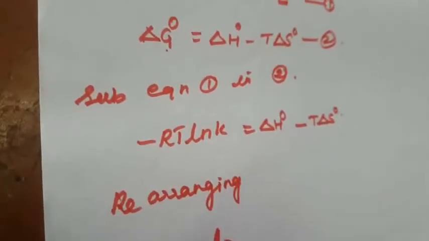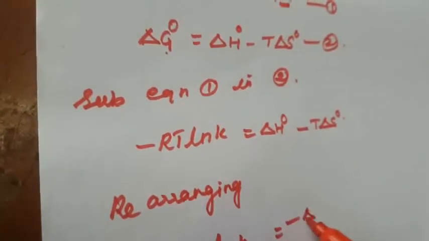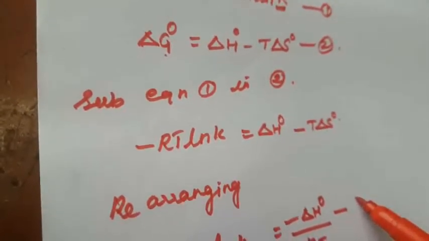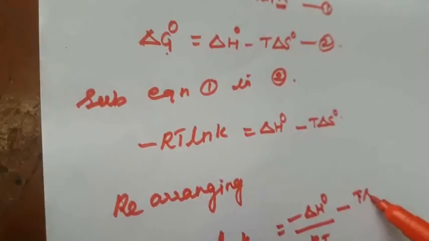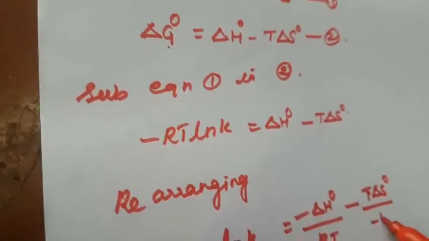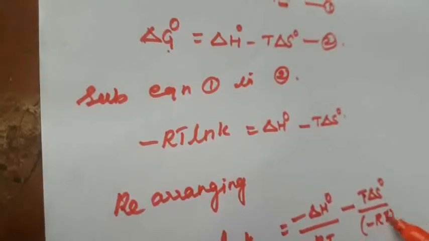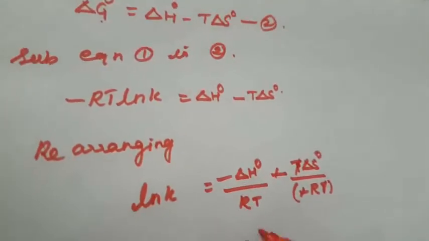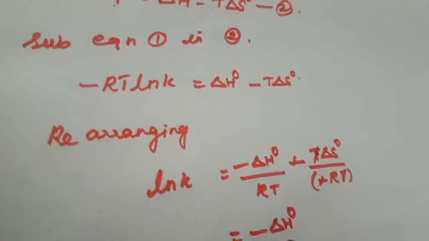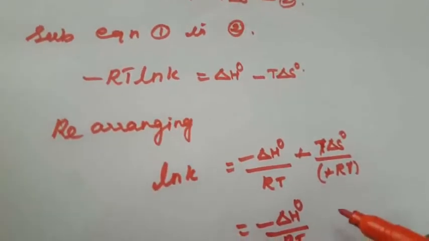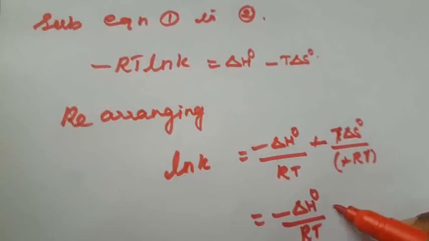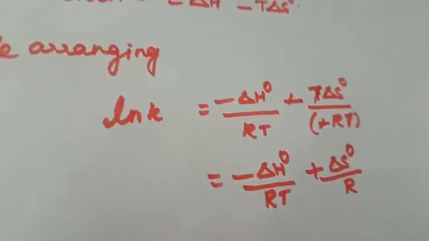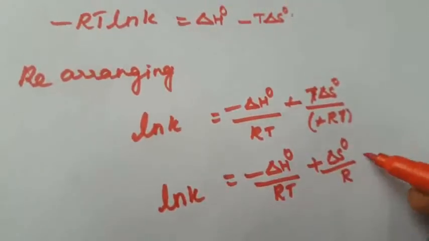So ln K equals minus delta H0 by RT minus T delta S0 by minus RT. Okay, so T cancels here, minus and minus becomes plus. So that is minus delta H0 by RT plus delta S0 by R. This is the third equation.